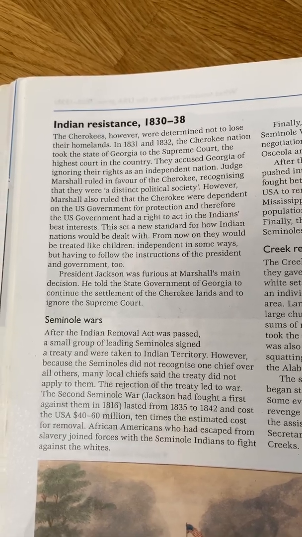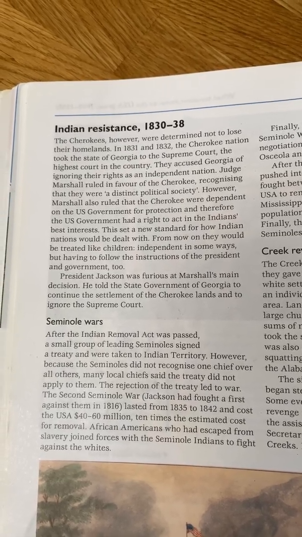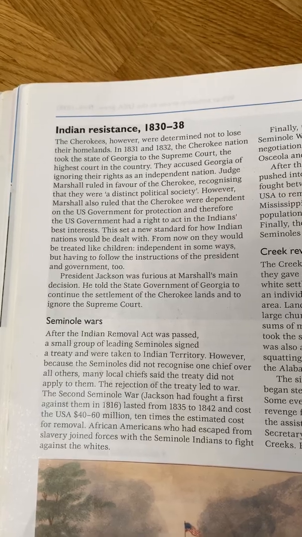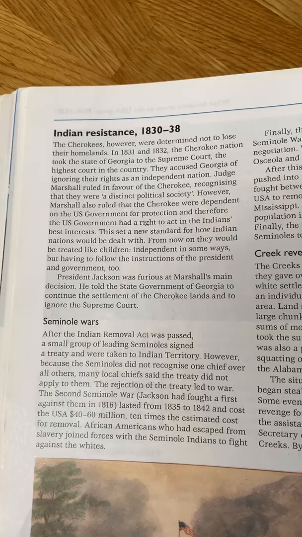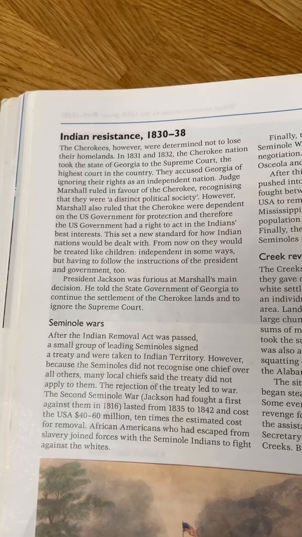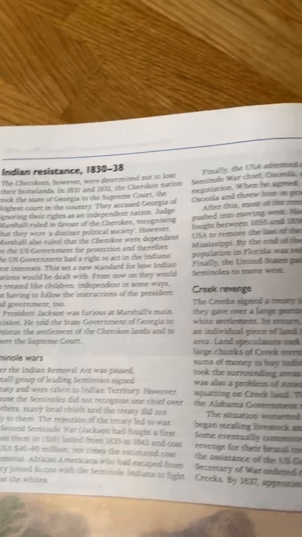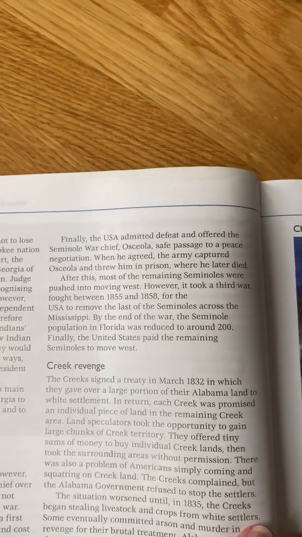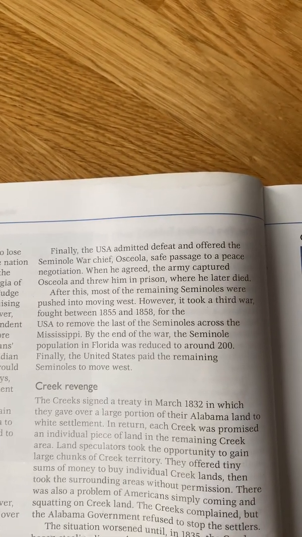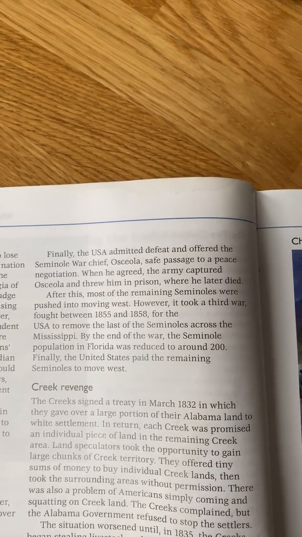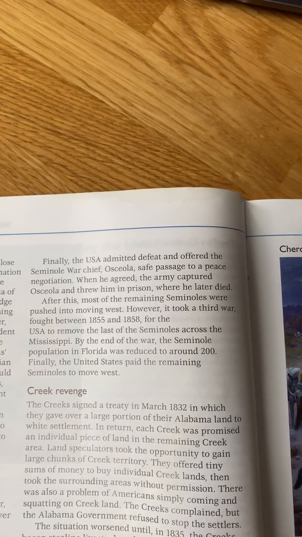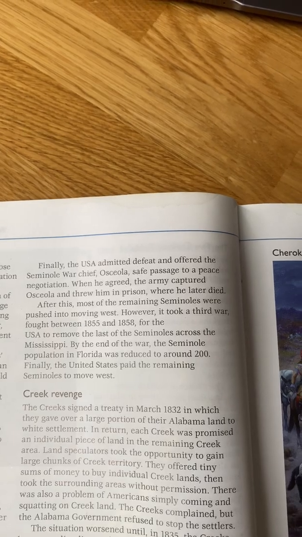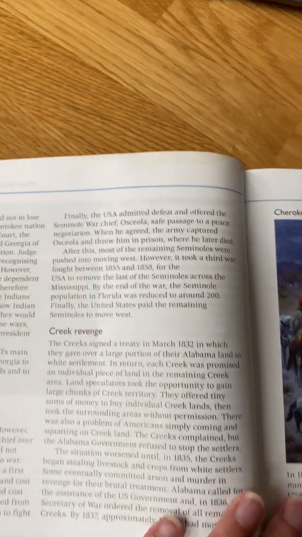Let's look at the Seminole Wars. 3 different Seminole Wars. Cost the Americans a fortune fighting against the Indians, but they did. The Indians end up losing. By the end of the 3rd war, only 200 Seminoles were left in Florida. The rest headed west.